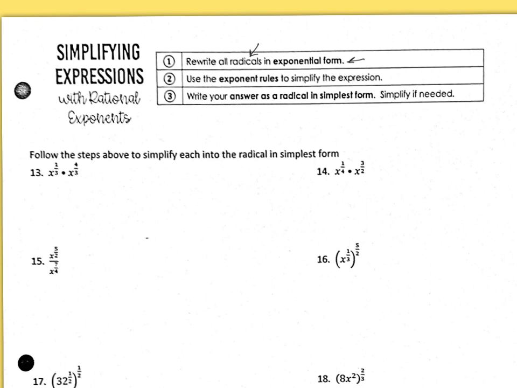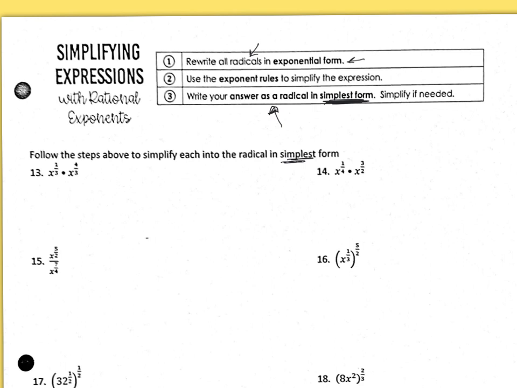Then we're going to use the exponent rules, which means if you're multiplying, adding, divide, subtract, and then the last thing is to rewrite it as a radical. But you got to make sure it's in simplest form. So that's the trick. We got to simplify these radicals.